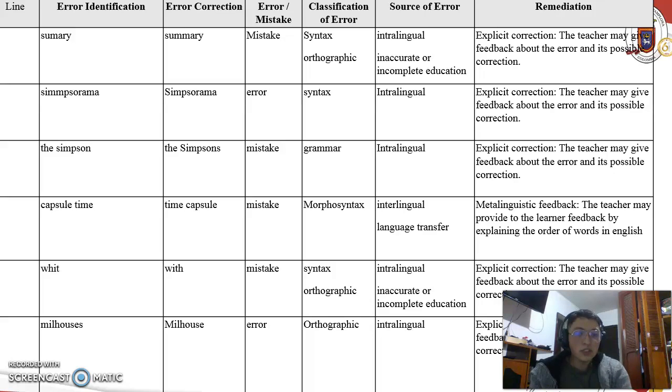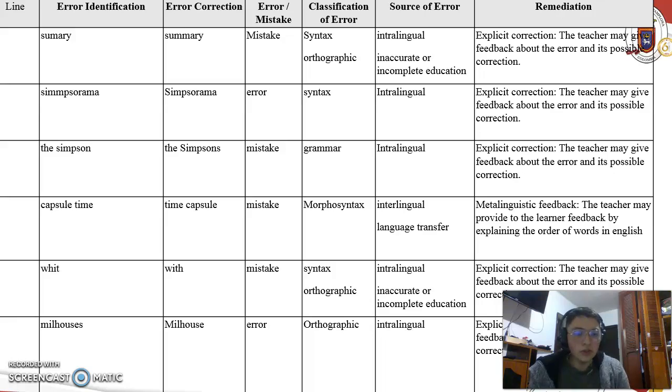That's why I suggested remediations and metalinguistic feedback, which is giving the student not entirely the exact mistake that he made, but giving information and feedback about how we use expressions or words that are different in English more than in our native language.